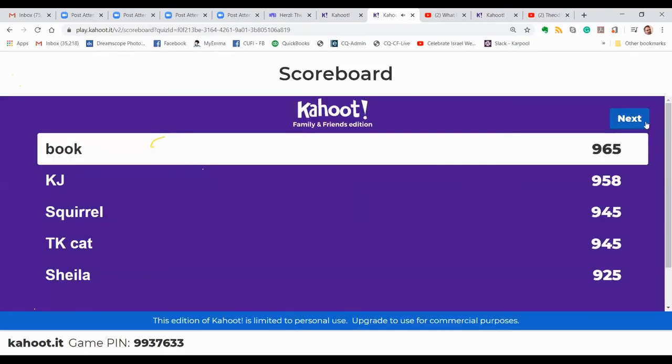First place is Boo, KJ, Squirrel, TK Cat, Sheila. Look at that. But I think we already have much better scoring than before. Let's go to the next question.